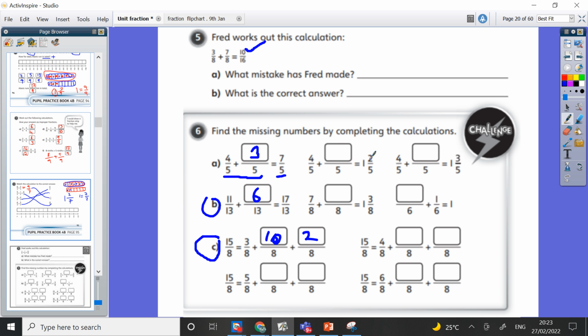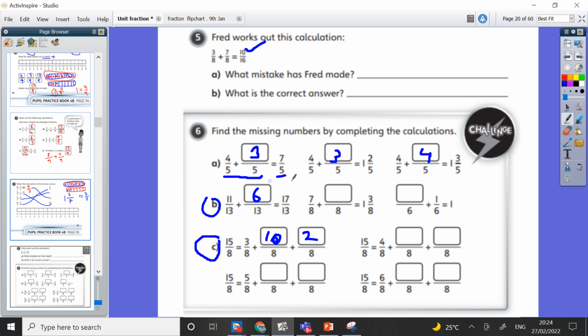5 plus 2 is 7 over 5. They have just written it as a mixed number. So this is 4 plus 3, that is 7 over 5. 7 over 5 as a mixed number will be 1 whole and 2 over 5. And in other words, we can say 4 over 5 plus 4 over 5 will be 8 over 5, that is equal to 1 whole and 3 over 5.